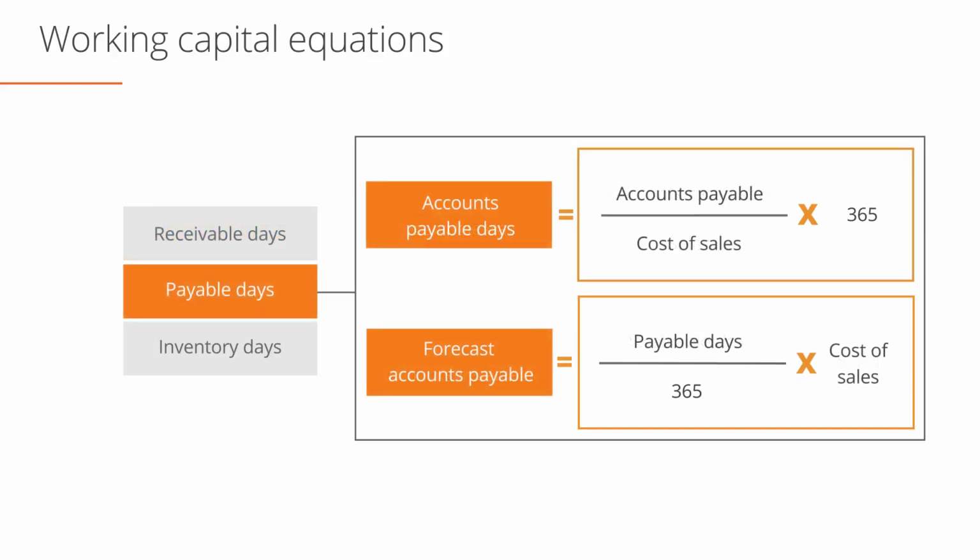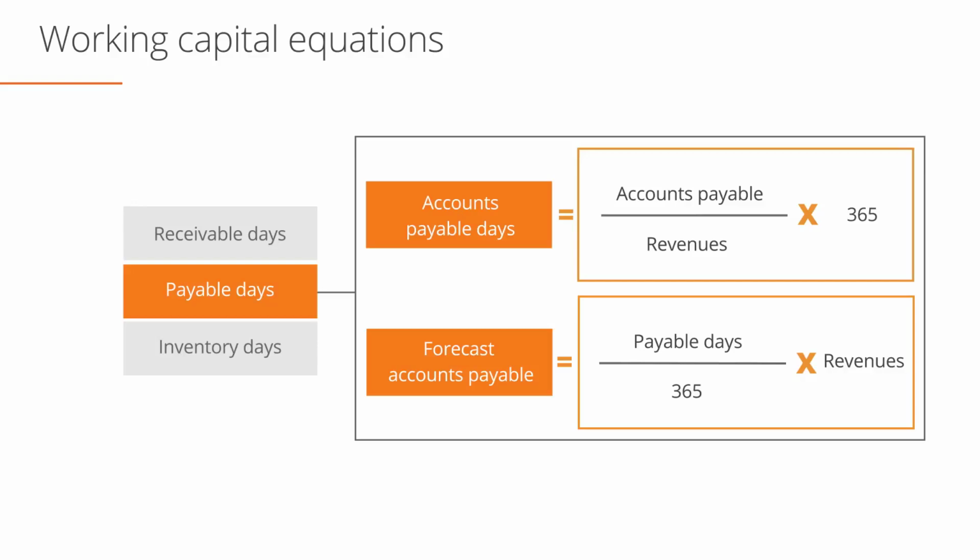After forecasting receivables, we can then forecast accounts payable. In a similar manner, the accounts payable days ratio can be used to link forecast payables to cost of sales. If cost of sales data is not available, revenues can be used. The first formula seen here defines the accounts payable days ratio. The second formula shows how we can use forecast cost of sales and payable days to forecast accounts payable.